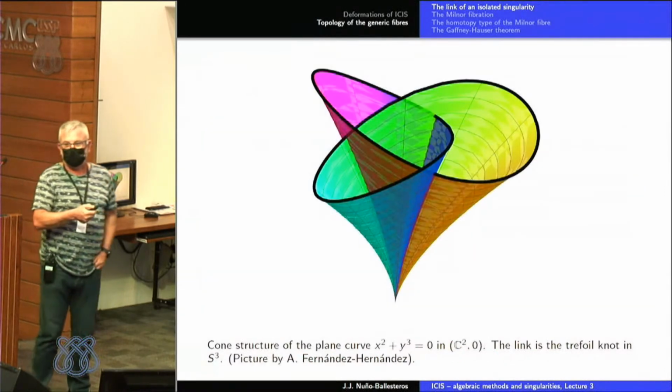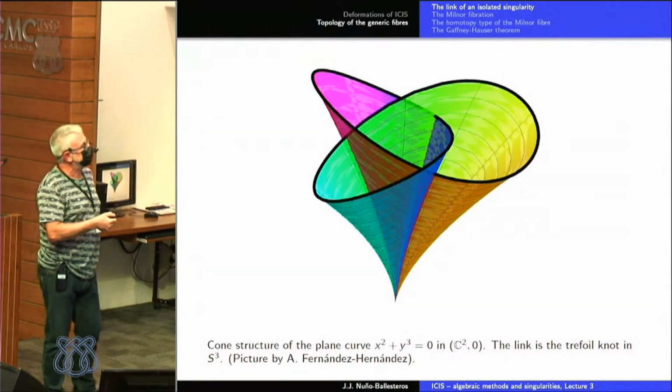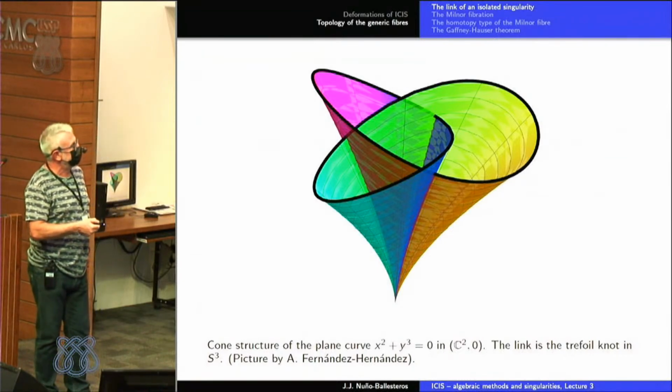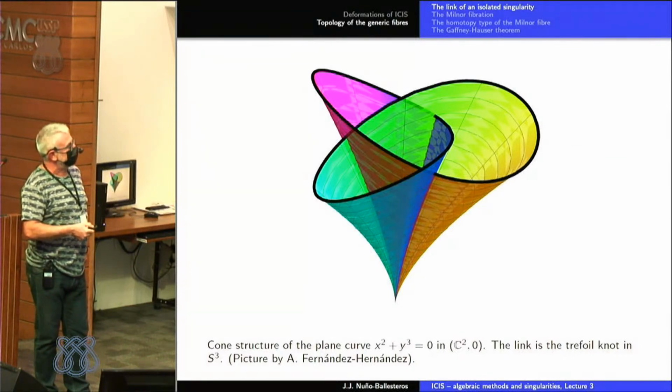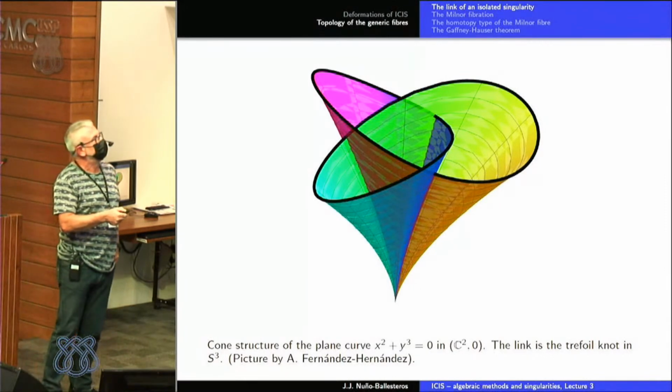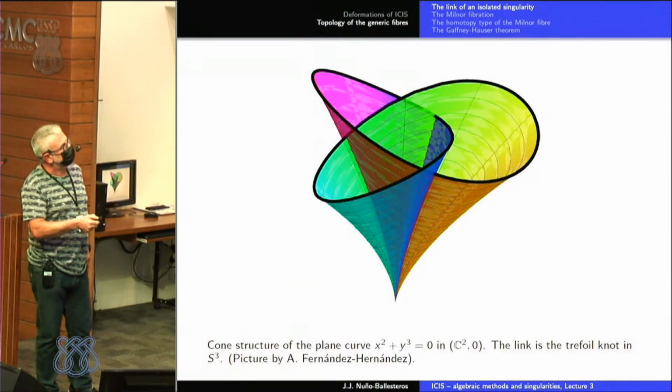So here we have a picture. This picture is taken from the final dissertation of my student, Alberto Fernandez. And this is the cone structure of the plane curve given by the cusp, x squared plus y cubed equals 0 in the plane. And here the link is the trefoil knot that you can see here. This trefoil knot is contained in the three-dimensional sphere. So here you can see how you have this cone structure.